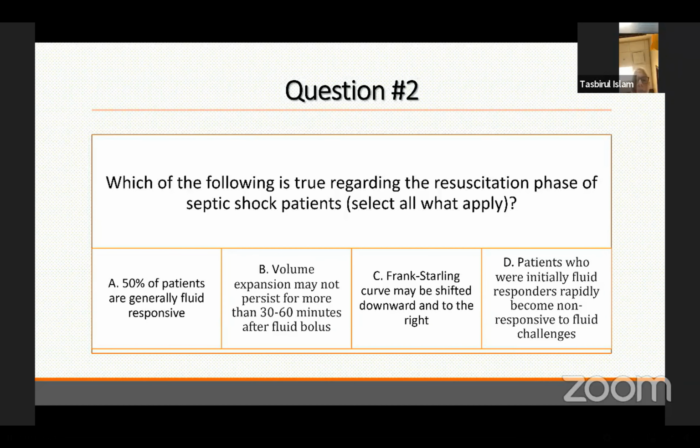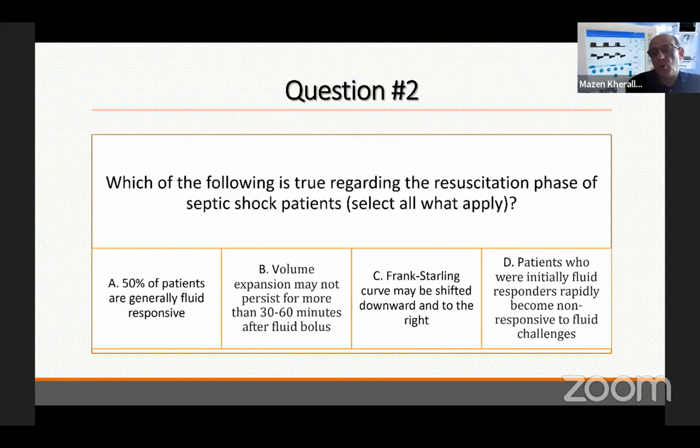Second question. Which of the following is true regarding the resuscitation phase of septic shock patients? Select all that apply, as there may be more than one answer. A, 50% of patients are generally fluid responsive. B, volume expansion may not persist for more than 30 to 60 minutes after fluid bolus. C, Frank-Starling curve may be shifted downward and to the right.